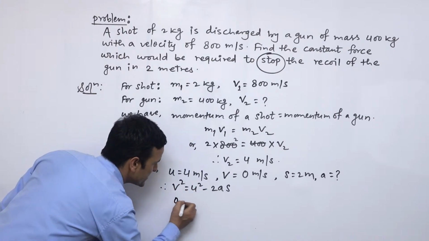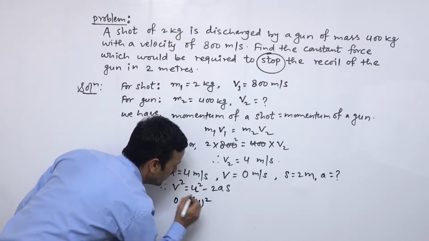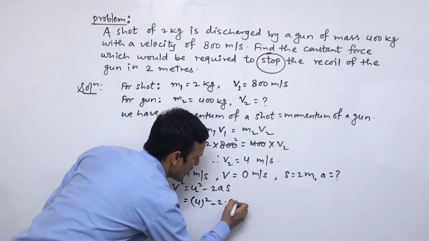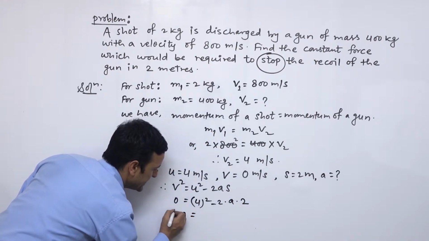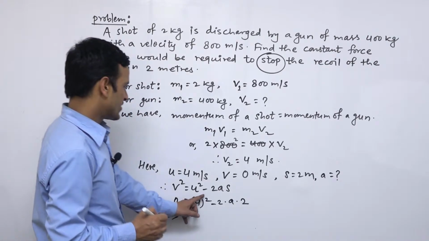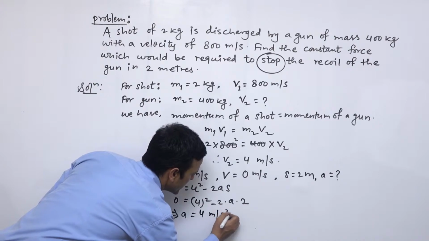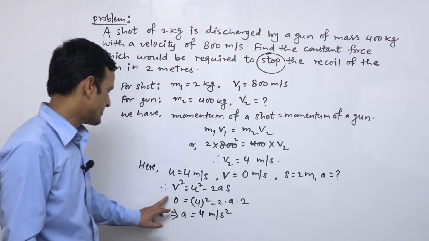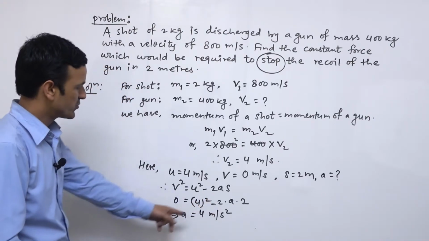So v square means 0, u square means 4 square, that is 16, and minus 2 times a unknown, s is also 2. So 0 equals 16 minus 4a, so 4a is equal to 16, and 16 by 4 means a is 4 meters per second square.